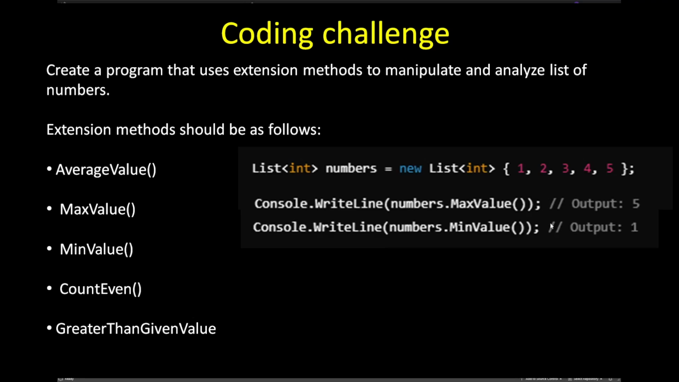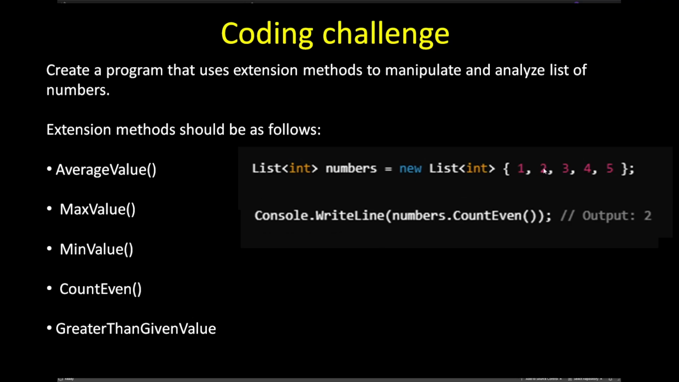This should output the maximum value and the minimum value of the list. So if we pass in 1, 2, 3, 4, 5, the maximum value should be 5 and 1 should be the smallest value. Similarly, we should have a CountEven, which counts the total number of even numbers. So over here we have 2 and 4 as even numbers, so it should output 2.